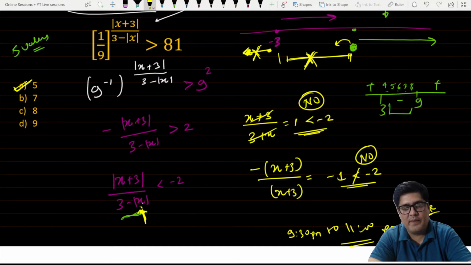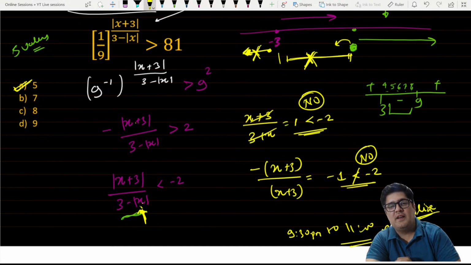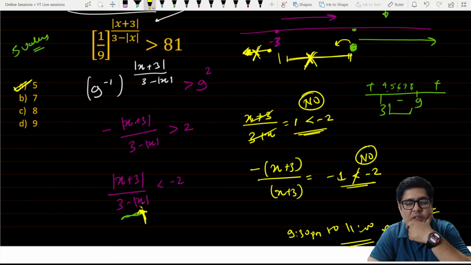People who survive from the start, that's very commendable. This is slightly higher level algebra, so you guys are expected to stay focused.